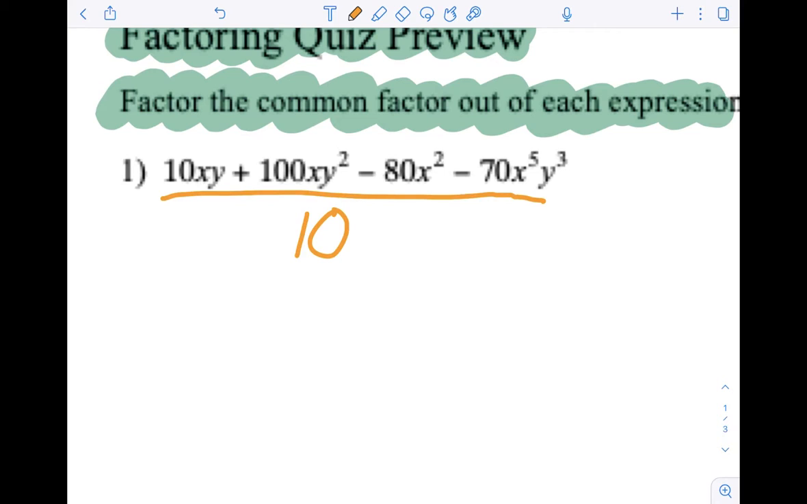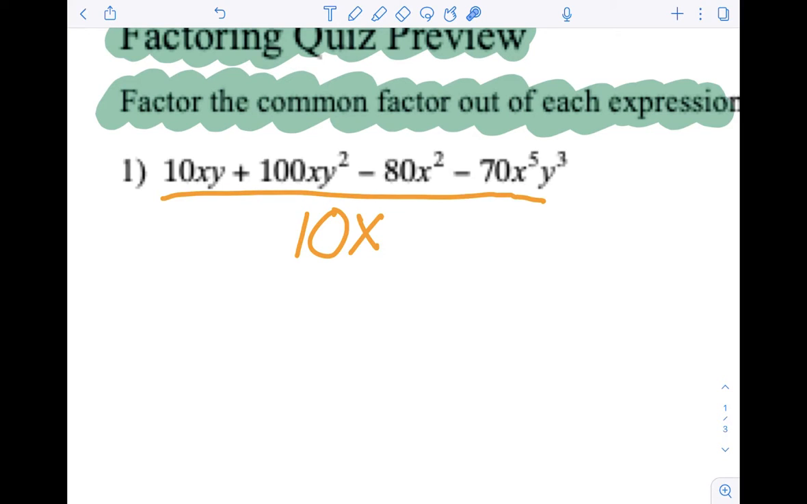Now I'm going to check the variables. X, X, X, X. Good. The most I can take out of all of them is x to the power of 1. I can't take out x to the power of 5 because there's not enough here. There's only 2 here, only 1, and only 1. So I'm going to take out x. Let's see y. Y to the power of 2. There's no y here, so I stop there. I can't take out y.